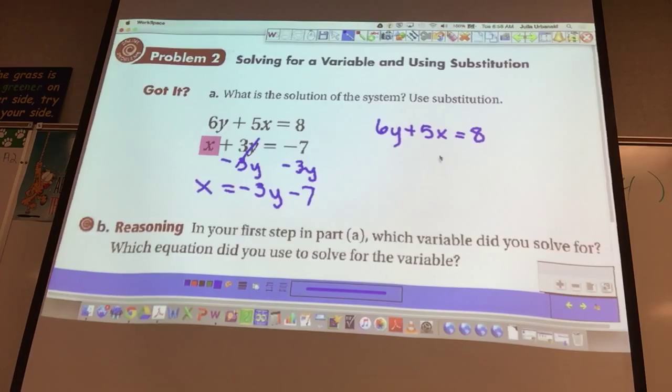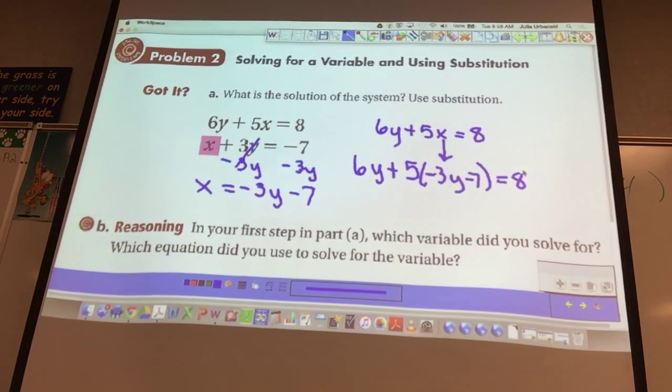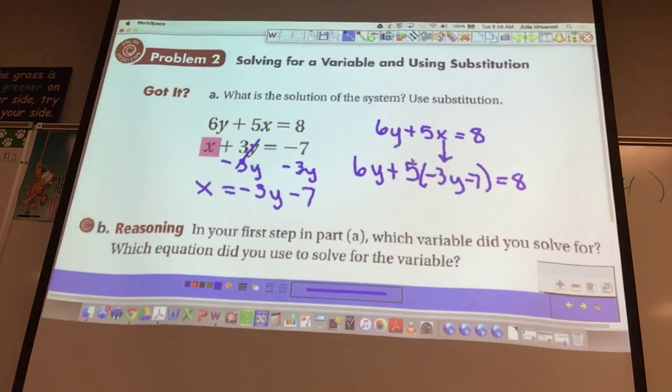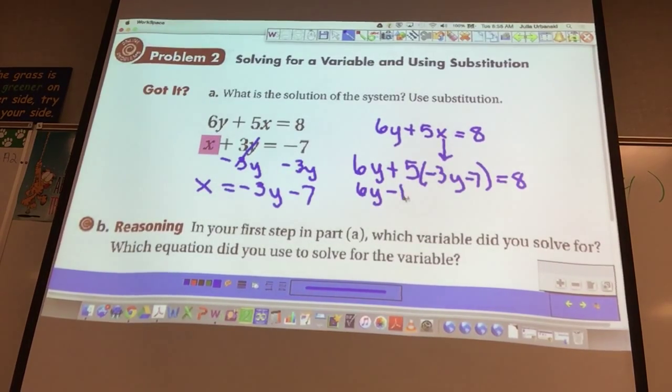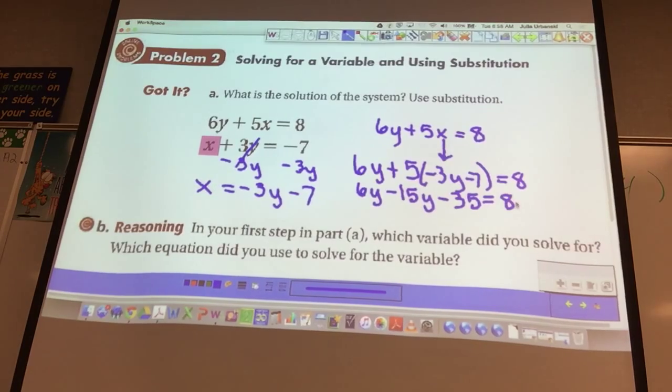In the x. Good. So take this x away and we're going to replace it. Everything else stays the same. 6y plus 5 times, instead of x, we put negative 3y minus 7, and then that equals 8. Now you distribute, of course: 6y minus 15y minus 35 equals 8.